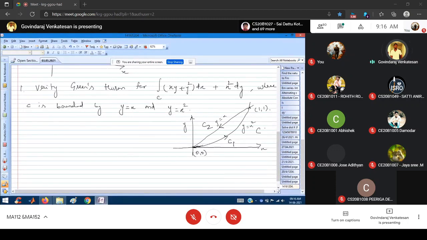So according to Green's theorem, we have to verify that the integral over C of phi dx plus psi dy is nothing but the double integral over E of dou psi by dou x minus dou phi by dou y into dx into dy. This is nothing but our Green's theorem.